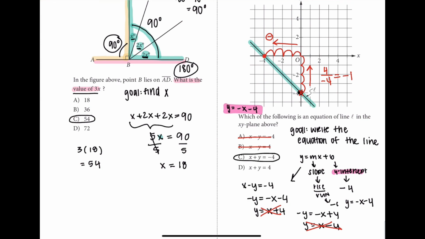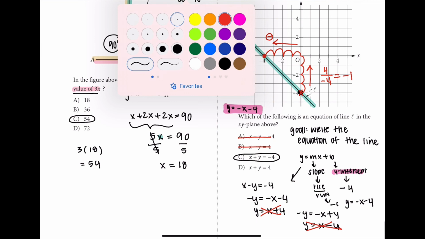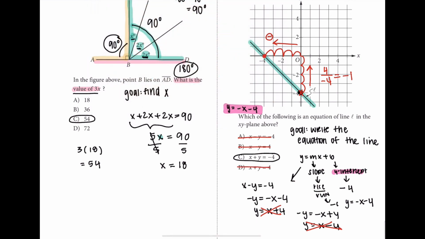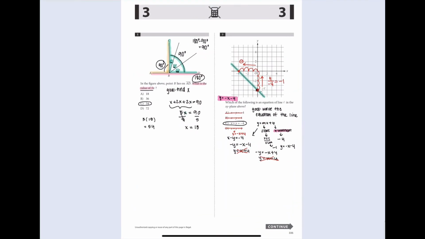And you can check letter D, but I'm just going to tell you right now that that is also not correct. Because if we were to simplify this, we would get y equals, bring over that x, it's now going to be -x plus 4, which is not correct because we have a +4 instead of a -4. And so the correct answer for this question is C. And that is how we figure out the equation of a line.